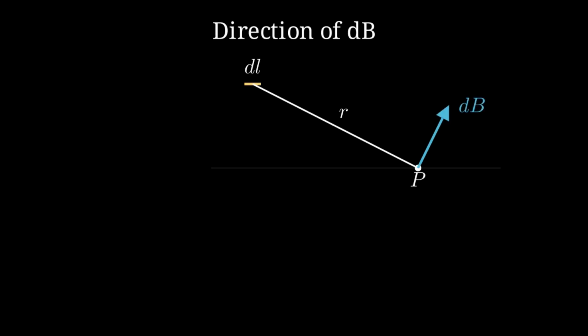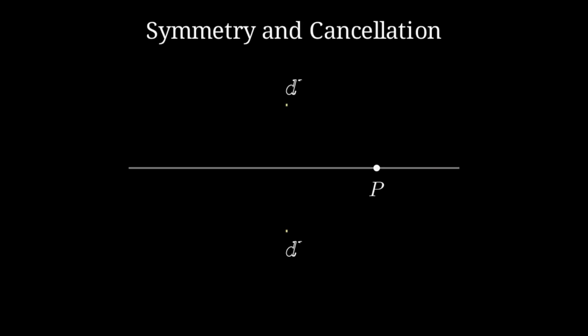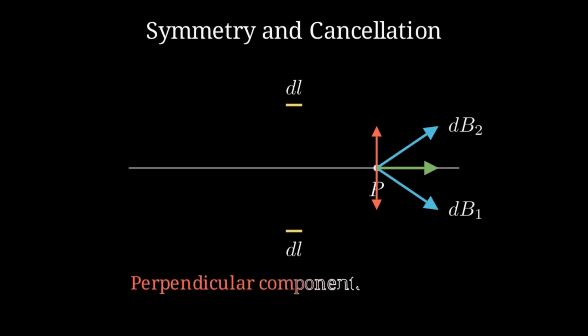According to the Biot-Savart Law, the direction of the magnetic field dB is perpendicular to both the current element and the radius vector. This means dB at point P points at an angle. We can split this vector into two components, one along the axis and one perpendicular to it. Here is the beauty of symmetry. For every current element on one side of the loop, there is an identical element on the opposite side. Their perpendicular components are equal in magnitude but opposite in direction, so they cancel each other out completely. Only the components along the axis add up.